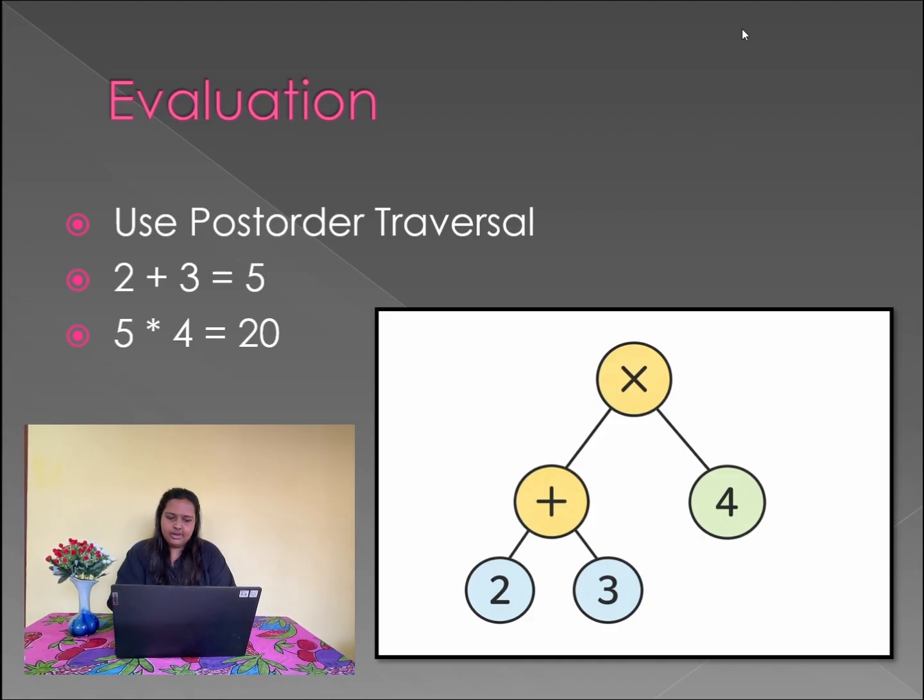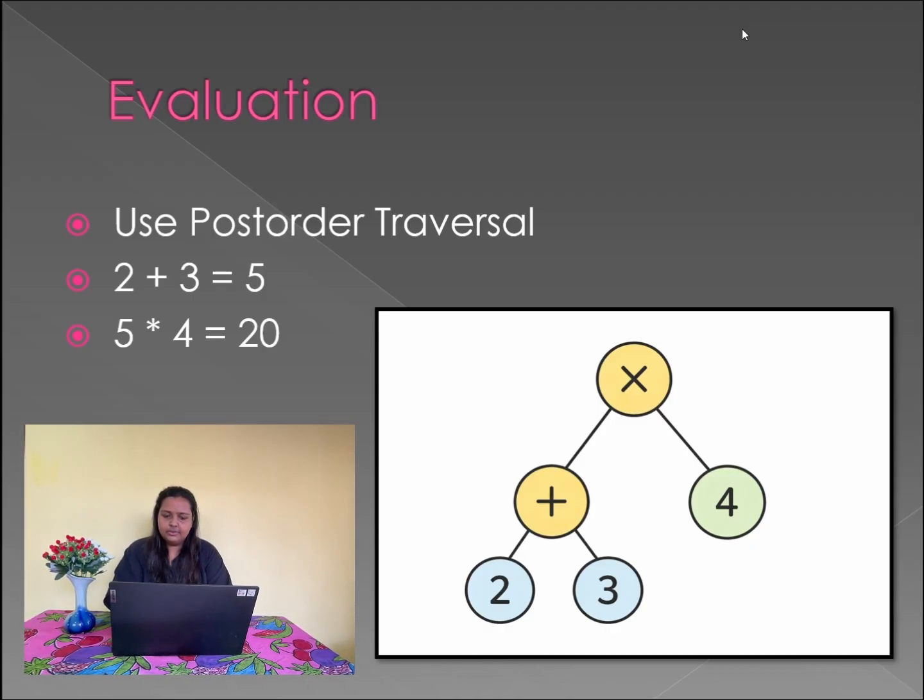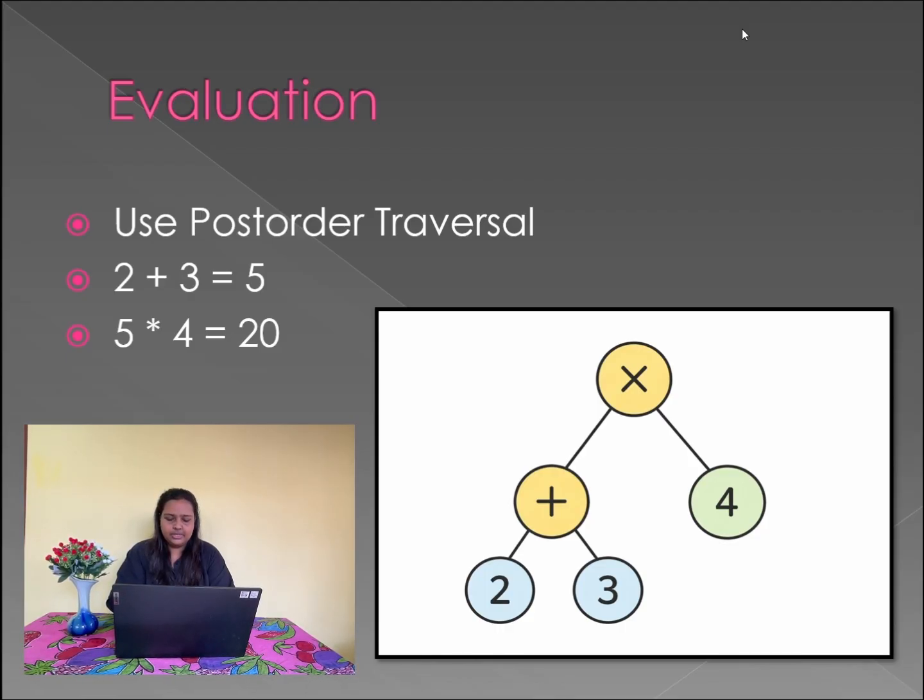We do not evaluate it randomly. We always use something called postorder traversal. Why postorder? Because in mathematics we must calculate values before applying operators. So first we solve the smallest part in the expression.